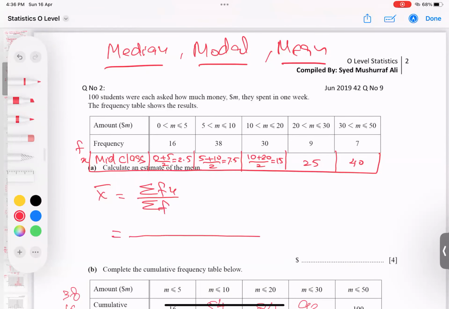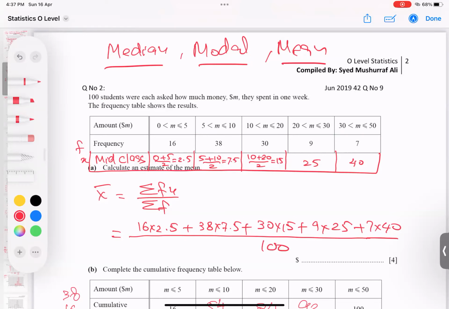So 16 times 2.5, plus 38 times 7.5, now 30 times 15. And I hope you're understanding what is going on. After this, divided by what? It is a very clear approach: divided by the sum of all frequencies, 100. If you add all the frequencies, it gives you 100, and I write 100 here.